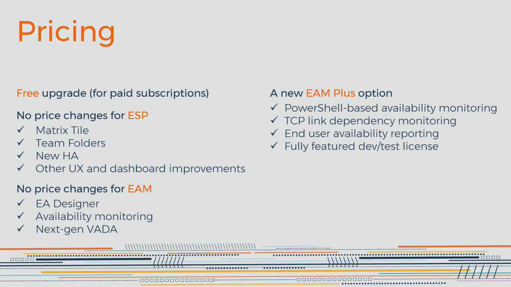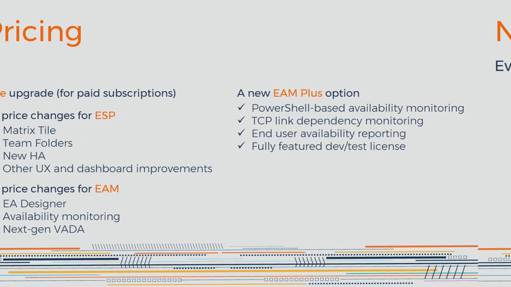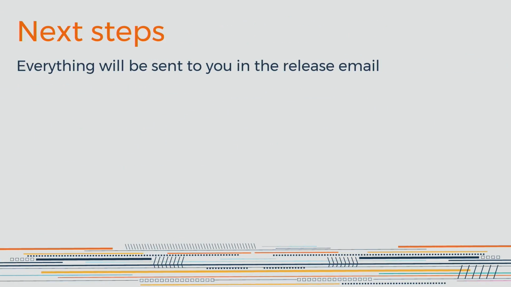But in addition, we're also giving you a fully featured dev test license with EAM Plus. So that's open access and Veda all bundled into a dev test license. So if you do go with EAM Plus, you really get the full bundle, the full capabilities of enterprise application monitoring, and hopefully we'll see you be able to use that investment to roll out some amazing application monitoring within your business. So that's it on pricing. More details to follow when we hit GA. In terms of next steps, I don't really need to tell you much because we'll tell you everything you need to know in the release email that's going to accompany the release candidate over the coming days.